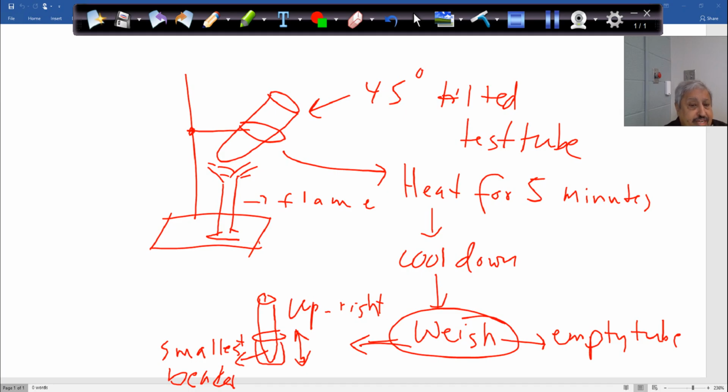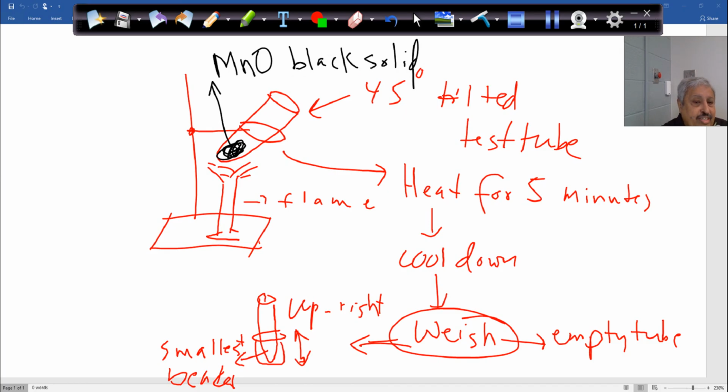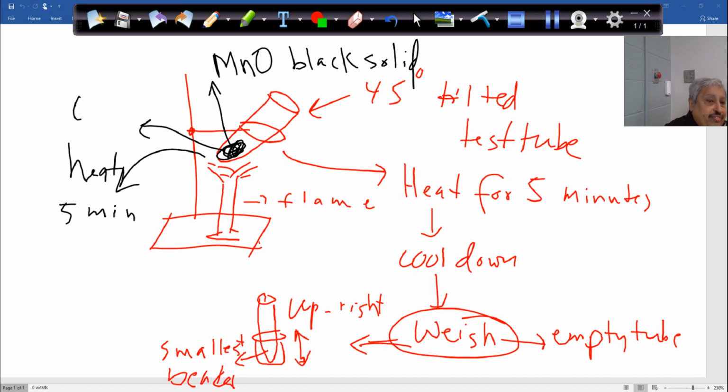So now we have this. Now I'm ready to add a black catalyst, after weighing it with the beaker empty, correct? Then I have manganese oxide. It's a black precipitate or black solid. I heat this one here for 5 minutes. And that's 0.5 grams. This is 0.5 grams. Yes, 0.5 grams.